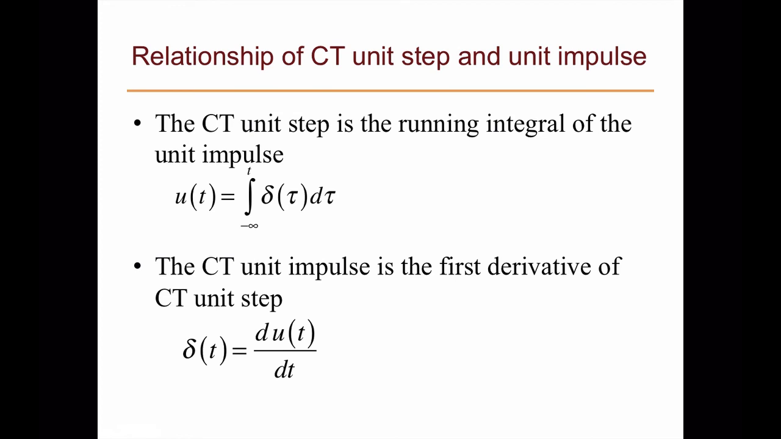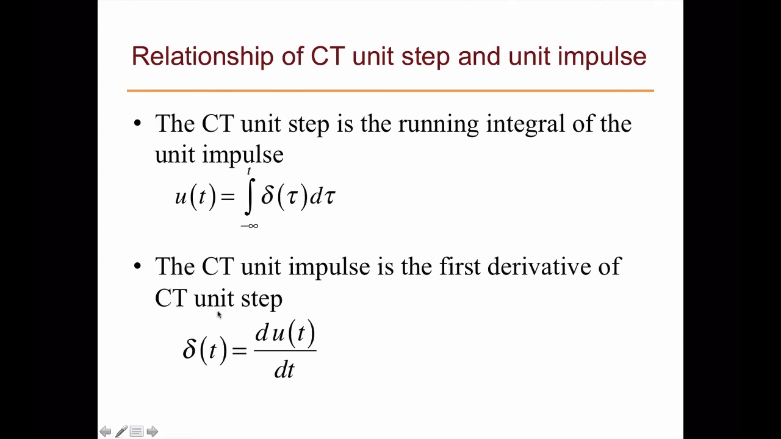For the relationship of CT unit step and unit impulse, we can see from this slide. Just like in the discrete time version, we can think of the unit step function in the CT domain as the running integral of the unit impulse, because when we integrate the function, we get an area under the curve. So if we integrate the area under the curve of delta tau, we would get the value of 1 if we pass through 0. By integrating from minus infinity to t, if t is less than 0, the value of this function will be 0. But if t passes through 0, then you would get the value of 1.